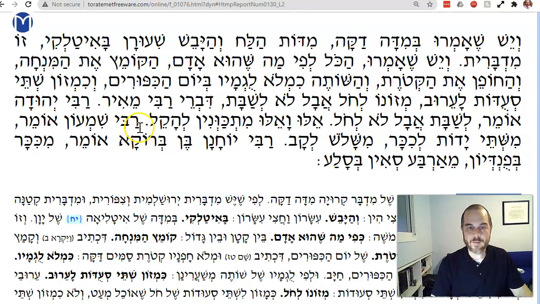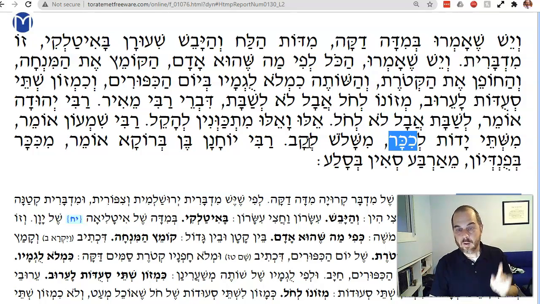Rabbi Shimon says no, it's a standard measurement. Shtei yadot lekikar mishalosh lakav. Okay, let's say you have a kikar. Kikar is a loaf of bread, where 3 loaves of bread are made out of a kav. So every loaf of bread is made out of 1/3 of a kav, and it's 2/3 of that.